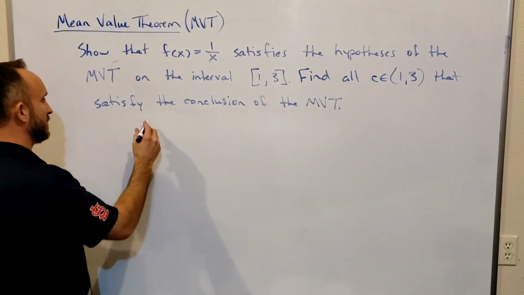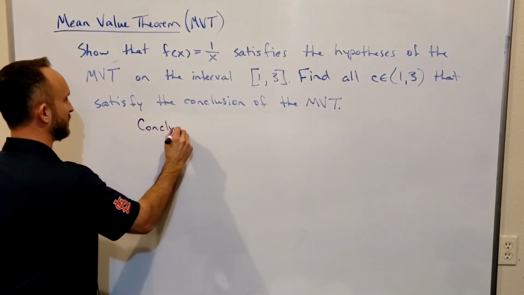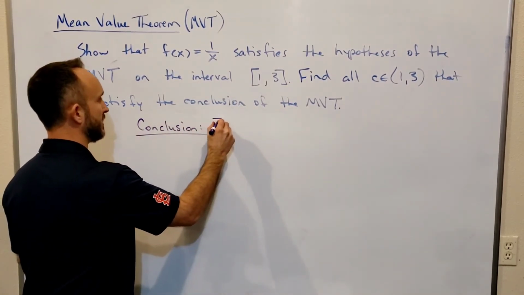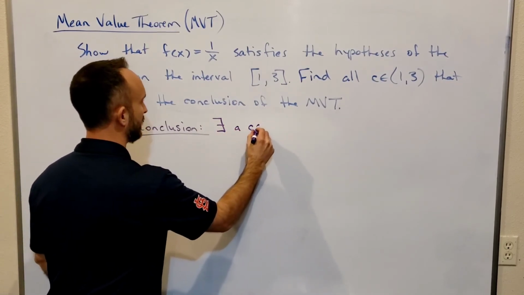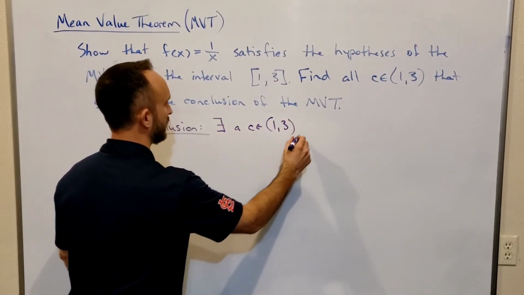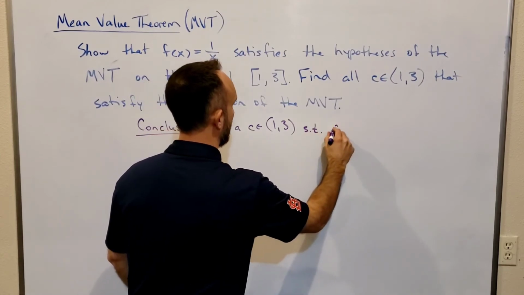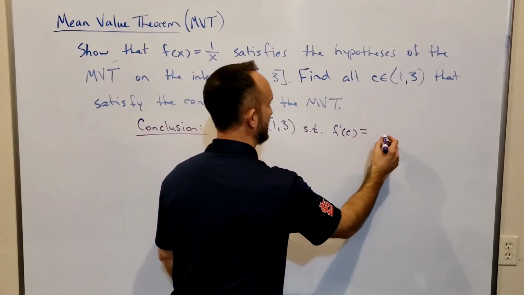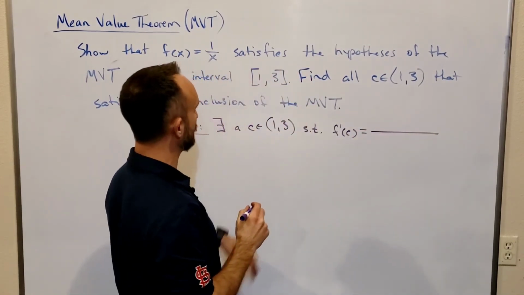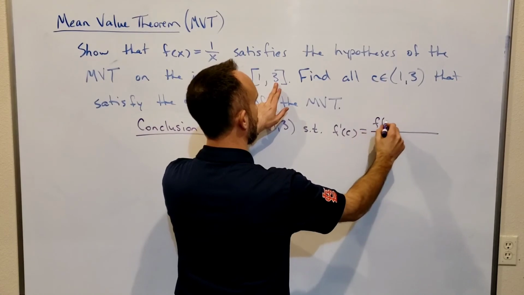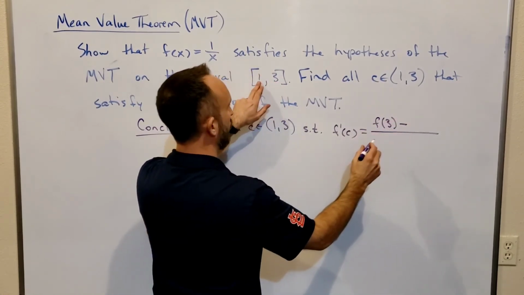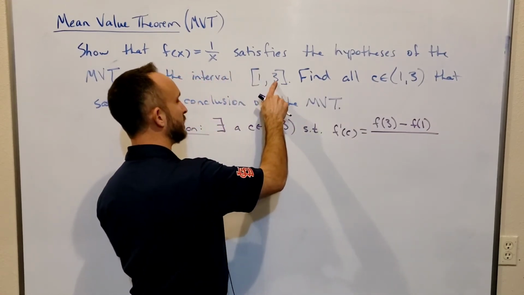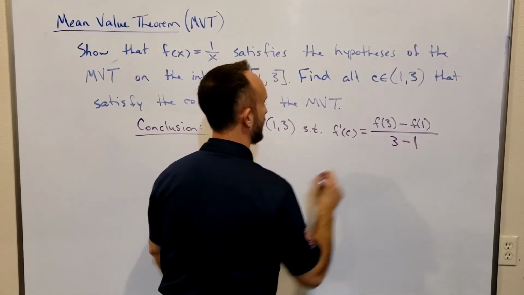So now we need to find all the c's that satisfy the conclusion. So it'd be handy to restate the conclusion. The conclusion says there exists a c in the open interval such that f prime of c equals the slope of the secant line, which in this case would be f of 3, the y value at 3, minus f of 1, the y value at 1, over the x value 3 minus the x value 1.